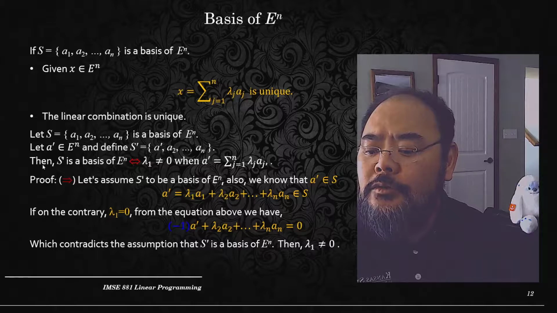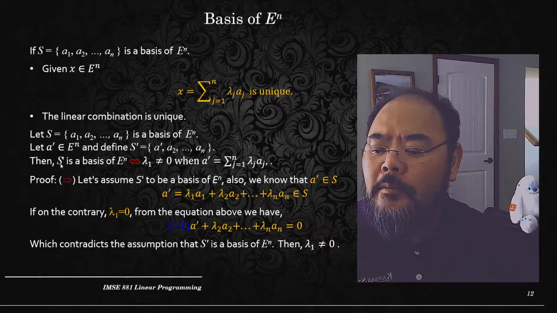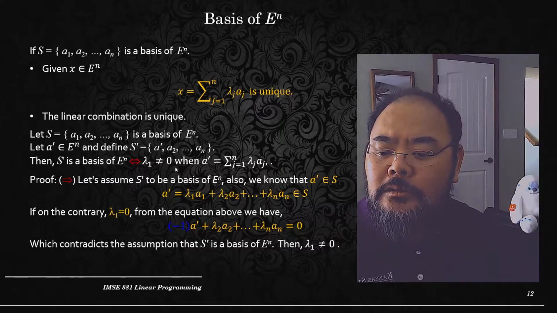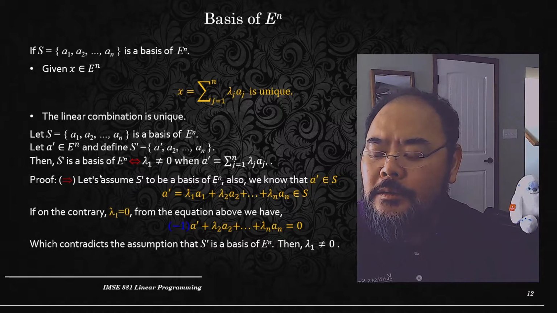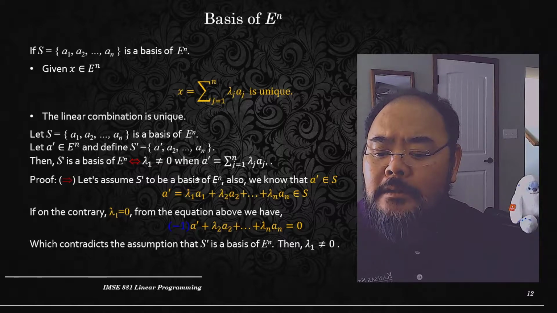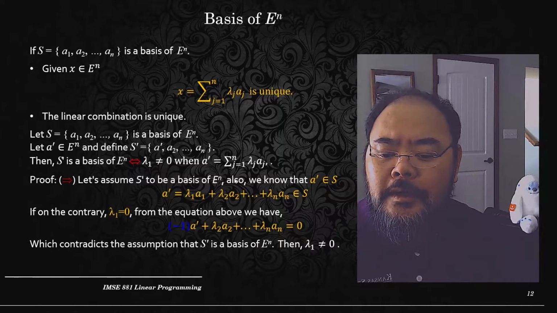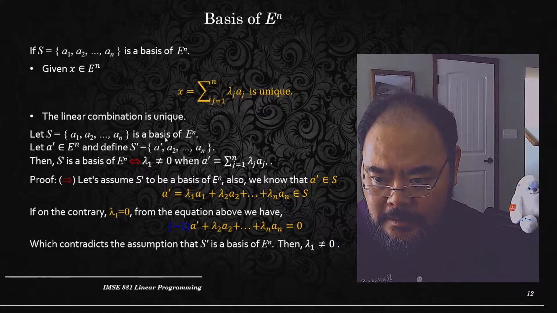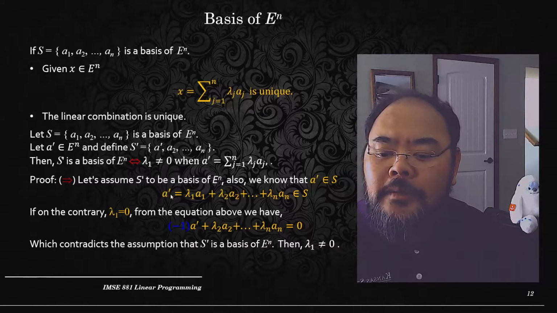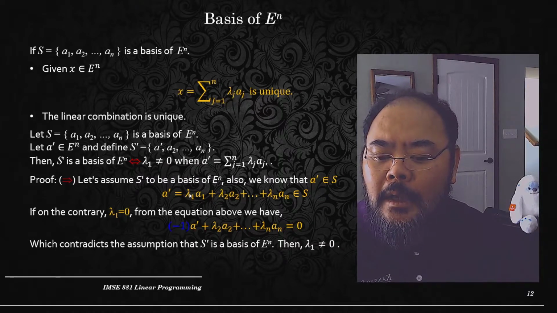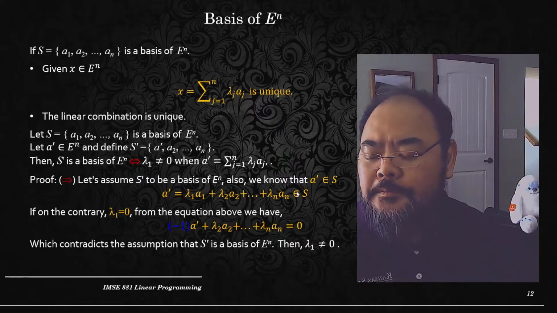To prove this, first we do the direction from S prime is a basis to conclude lambda 1 is not equal to 0. So let's assume S prime is a basis of n-dimensional Euclidean space. We also know that A prime belongs to S because S is the basis as well. So A prime can be represented as a linear combination from A1 through An, with lambda 1 times A1, lambda 2 times A2, all the way to lambda n times An.